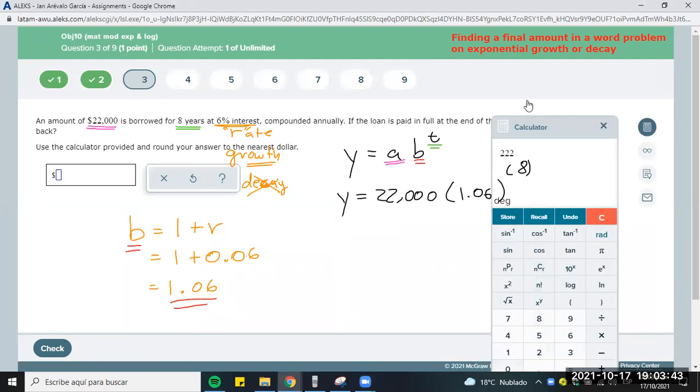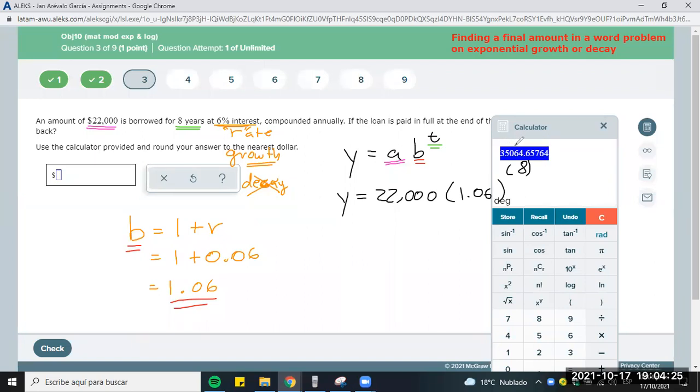So it's going to be 22,000 times 1.06 to the 8th power. And this is the number we have. We have to round to the nearest dollar. So this is going to round up. So be careful with rounding.